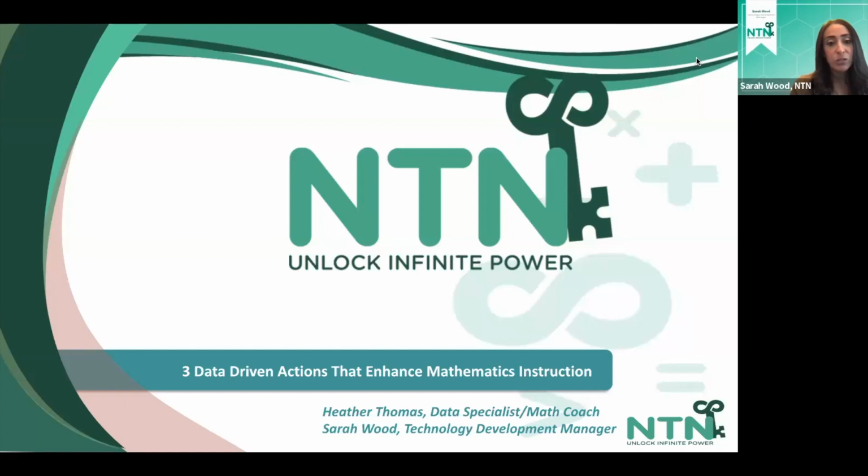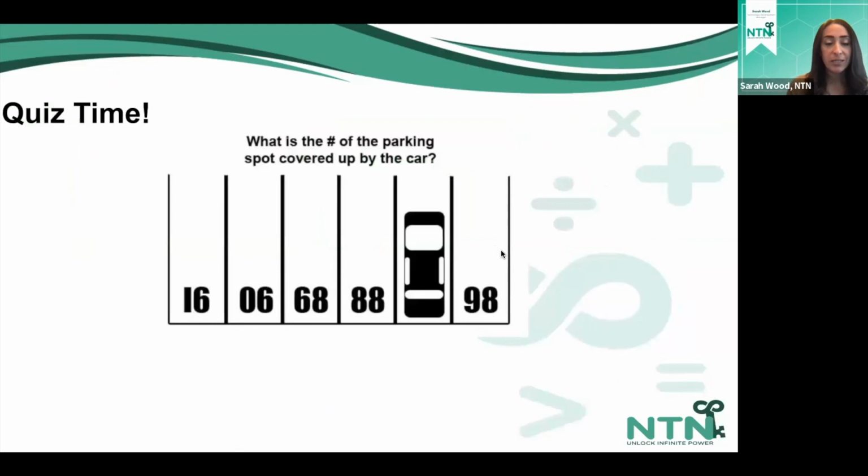So before we get into the 3 data actions a little bit further, we're going to just start with a really quick quiz. Isn't that exactly the way you want to hear a session start off? But let's just go ahead and take a moment. So I'm going to let you read the question that's here on the screen. And just kind of to yourself or in the chat, if you would like to, just think about what you think the answer should be for the number of the covered spot in the parking lot.